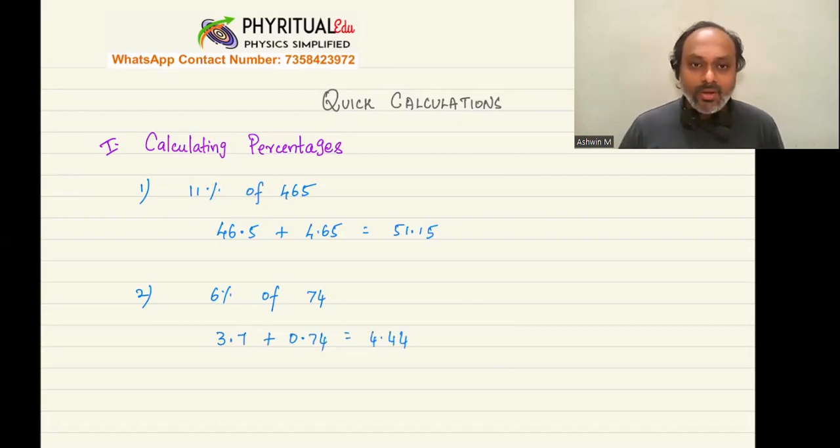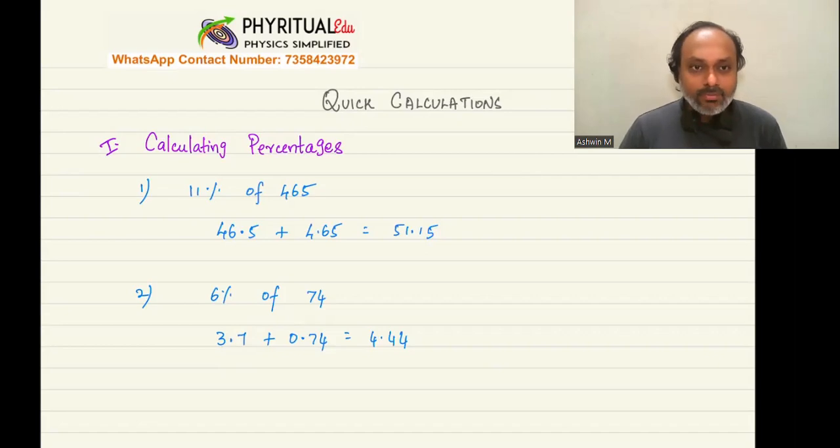First, I evaluated 10% of 74. 10% of 74 is 7.4, and then I'm halving that so that I get 5%. So 5% of 74 is 3.7. Then plus 1%. So 10% is 7.4 means 1% will be 0.74. I'm adding 5% and 1%. So 3.7 plus 0.74. Addition is extremely easy to do rather than multiplying 6 with 74 and then dividing it by 100. So 3.7 plus 0.74 is going to be 4.44.